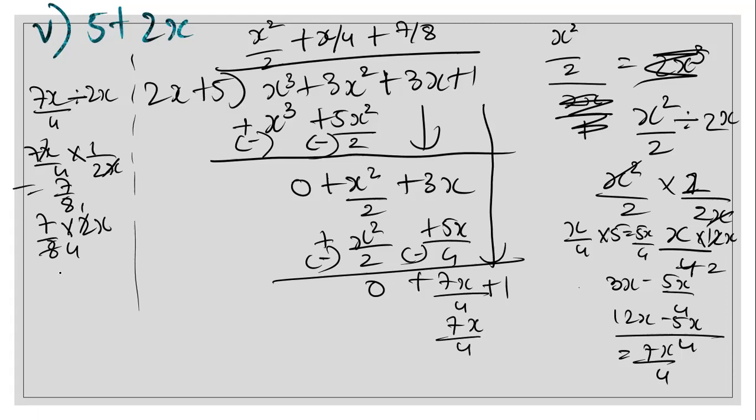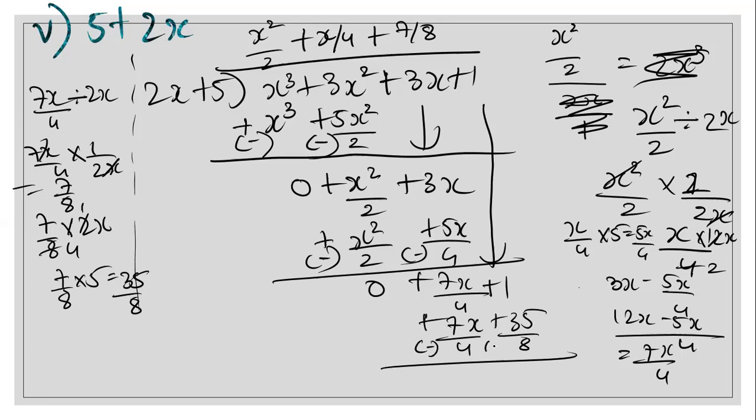Then 7 by 8 into 5, 35 by 8. So we'll come here. So here plus will become minus, plus will become minus. Now you know here there will be 0. Now look here, how do you subtract it? I know that you know how to do it basically, but anyways I'll show you. You need to take the LCM. So this will be 8 minus 35 by 8. So this will be 27 by 8. Plus or minus? Minus, yes.